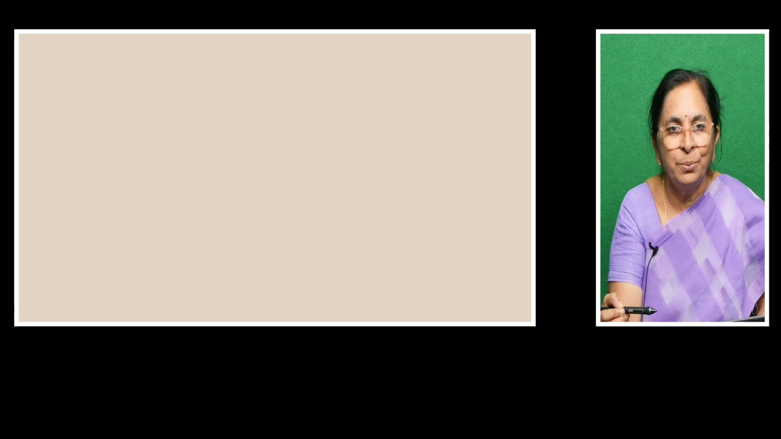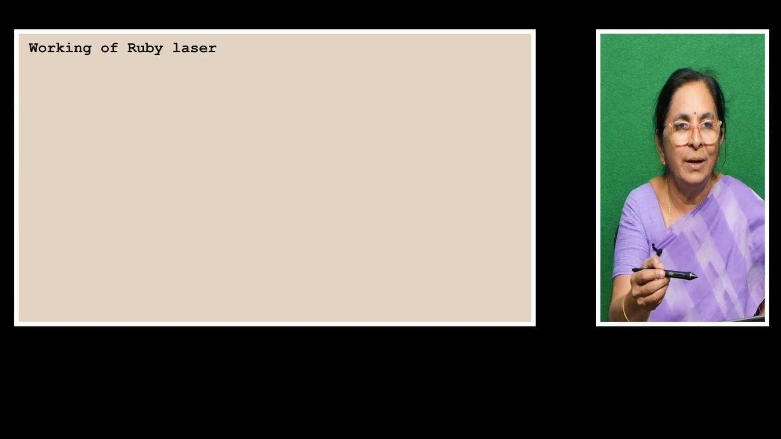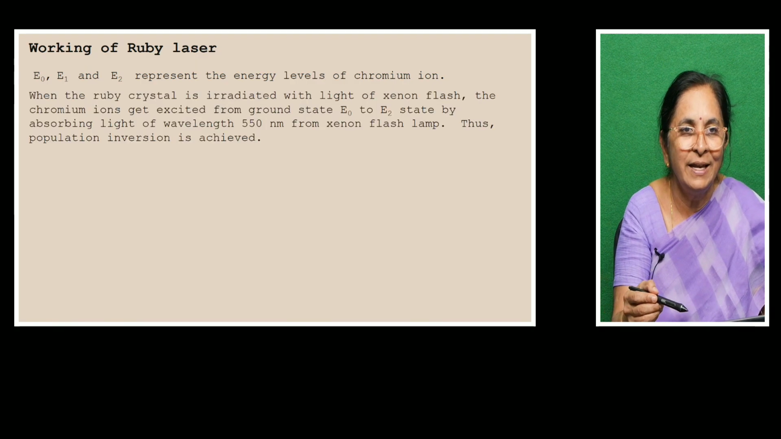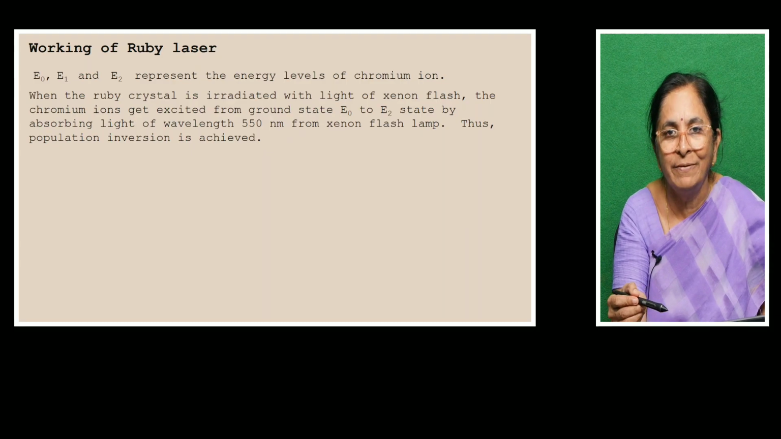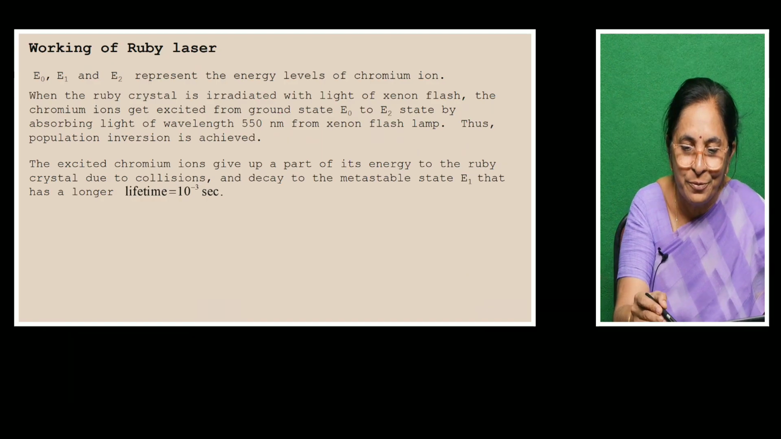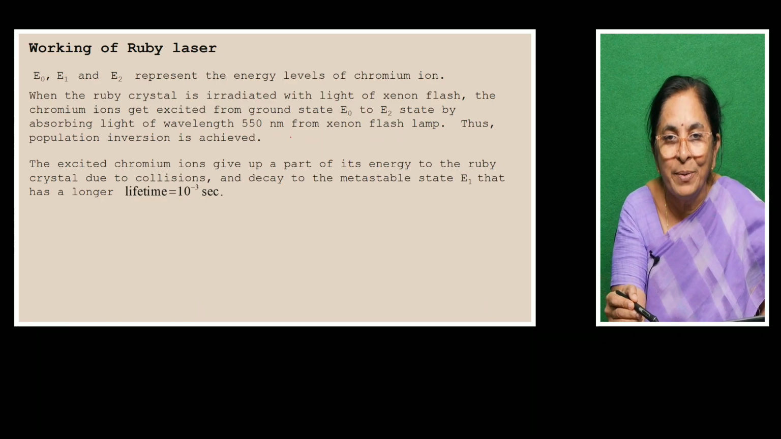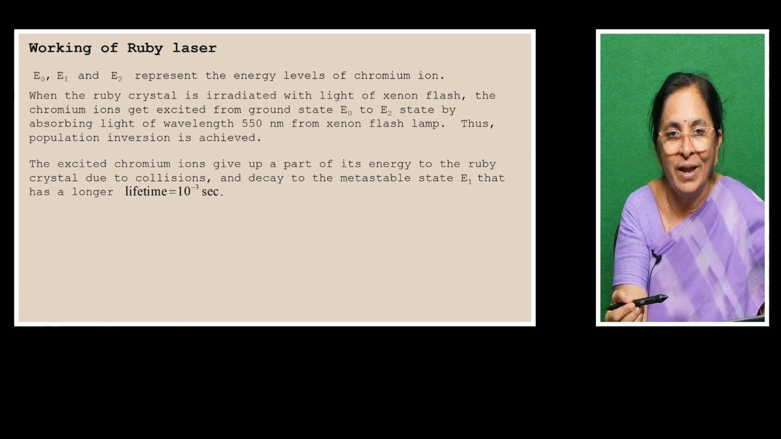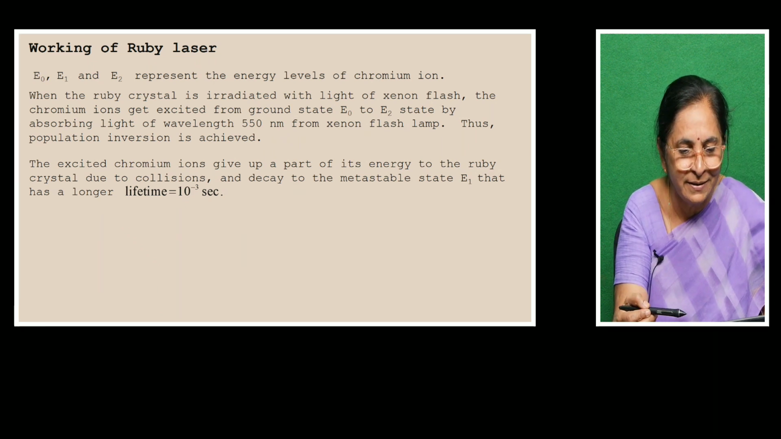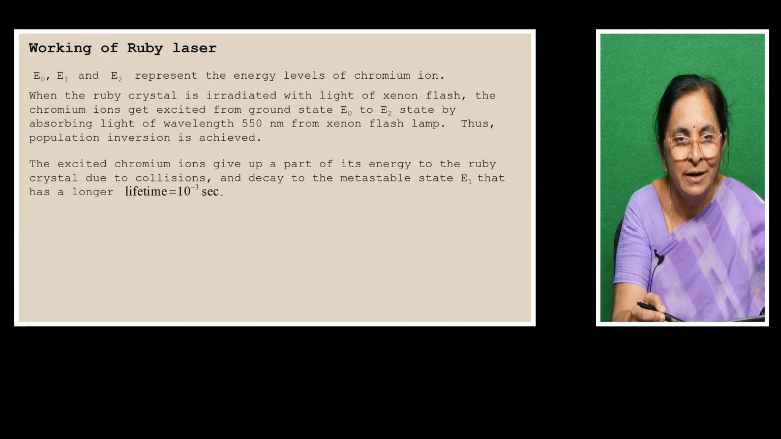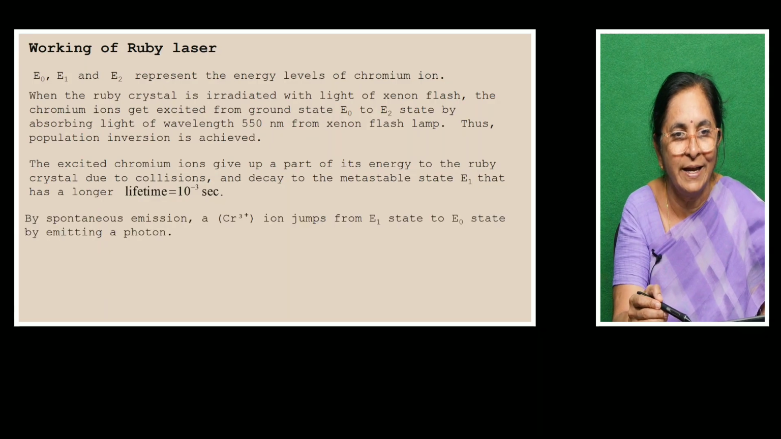Now let us see the working of the ruby laser. Already I told all these things. E0, E1, E2 represent the energy levels of the chromium ion. When the xenon flash of 550 nanometers strikes the chromium ions in the ground state, they get excited. They go to the excited state E2, where they spend 10 power minus 8 seconds. Through radiationless transition, they jump to the metastable state, where the lifetime is 10 power minus 3 seconds.